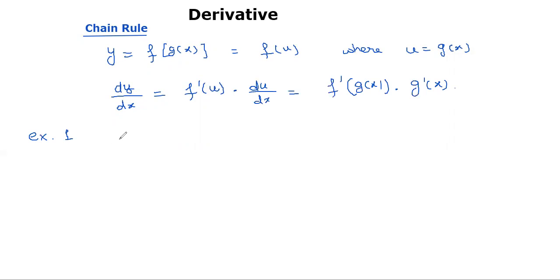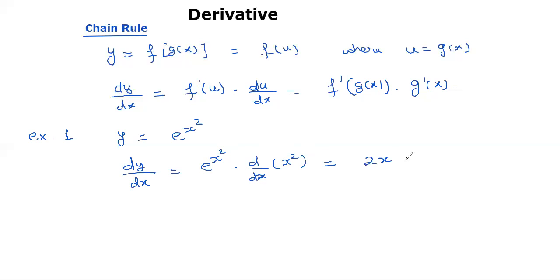Suppose we have a function e raised to power x square. How are we going to differentiate this function? Finding the derivative of y is the same as finding the derivative of e raised to x square. Because the derivative of the exponent function is the function itself, the answer is e raised to power x square multiplied with the derivative of the power, which is x square. The derivative of x square is 2x, so the answer is 2x times e raised to power x square.